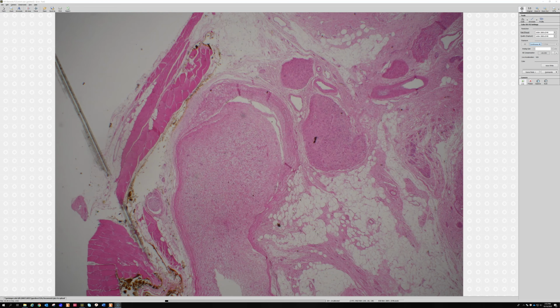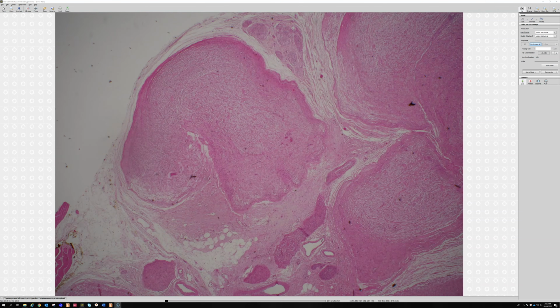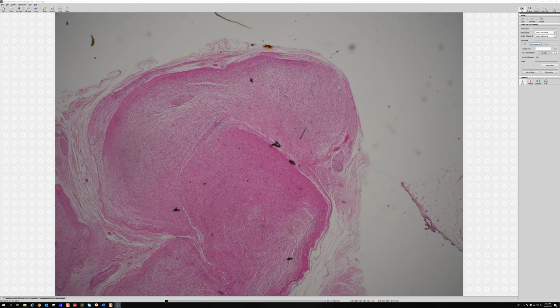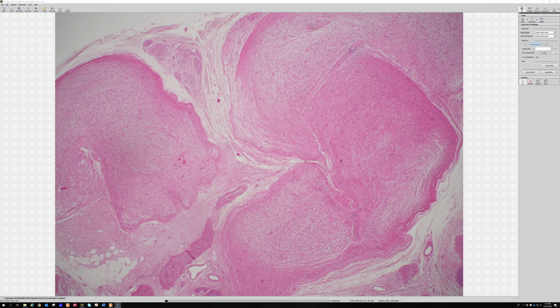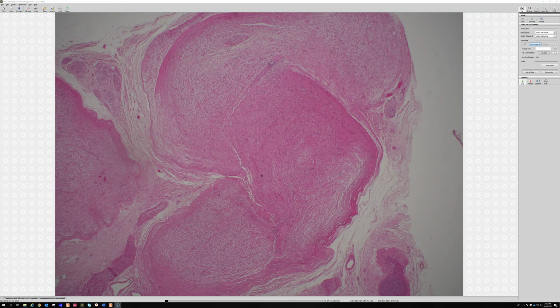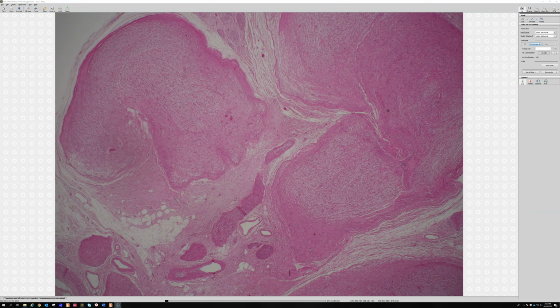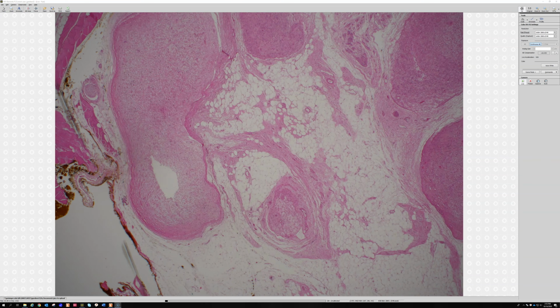Okay, and the history here is a 10-year-old female with multiple soft tissue nodules. All right, 10-year-old female, multiple soft tissue nodules. Plexiform neurofibroma. Yeah, it sure looks like it, doesn't it? So big multiple nodules and elongated trunks of tumor connecting together.